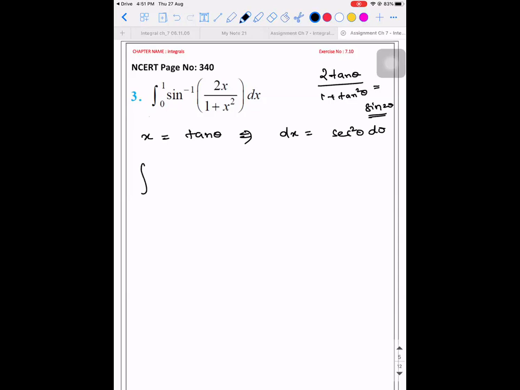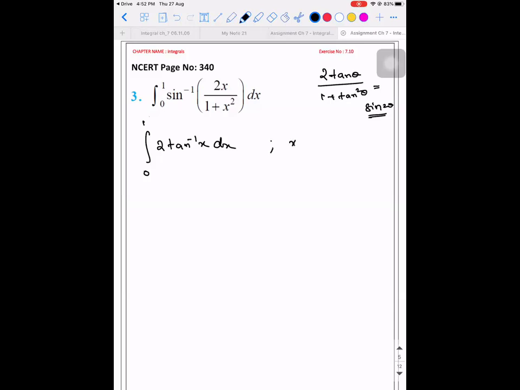So integral of, you can directly write it as 2 tan inverse x. Yes, you can directly write it as 2 tan inverse x. So 2 tan inverse x dx between 0 to 1. But tan inverse x, you don't have a direct integral. That is a problem. 2 tan inverse x is equal to this thing.